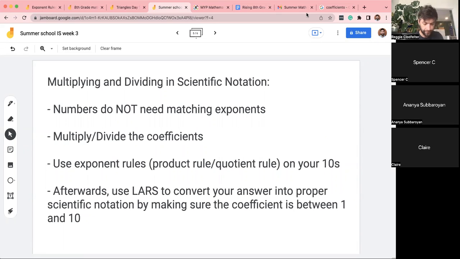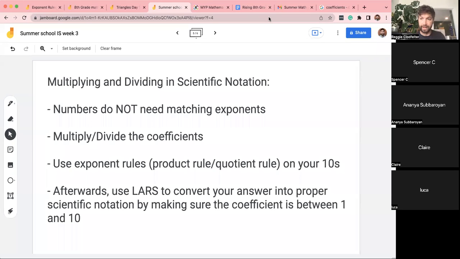I'll demonstrate. And then afterward, you use LARS to convert your answer back into proper scientific notation by making sure the coefficient is between 1 and 10. So I'll give an example.